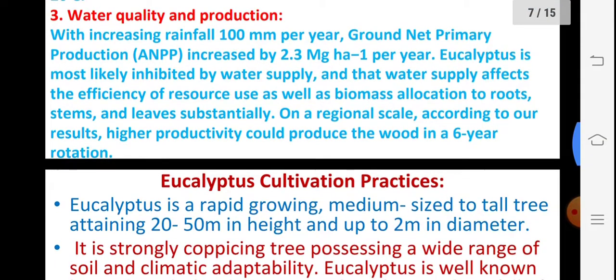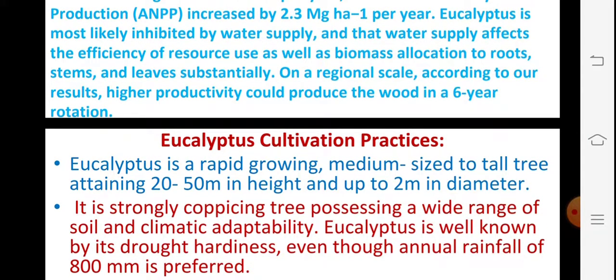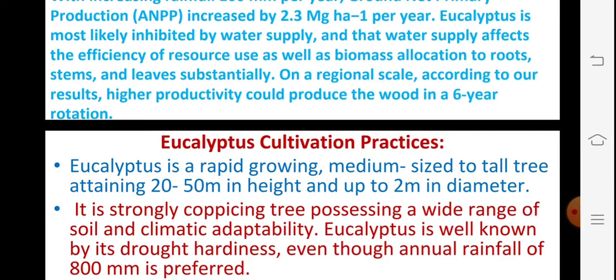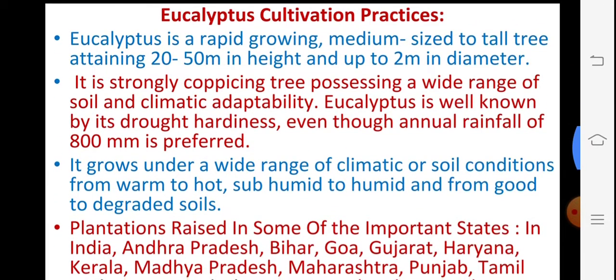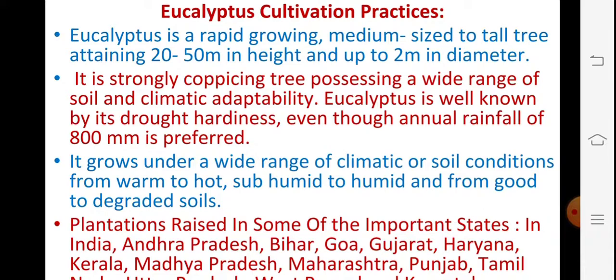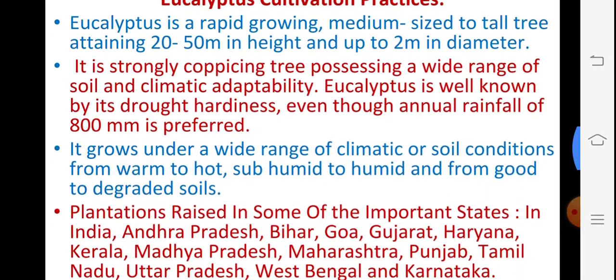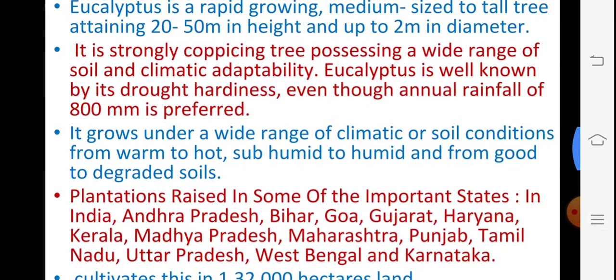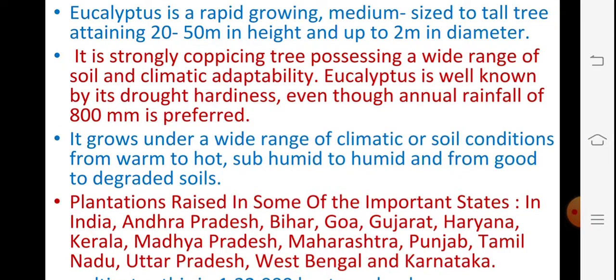Then regarding water, 100 mm rainfall per year is generally required, and it gives the aboveground net primary production, ANPP. So it shows good production of biomass, then development of the root system and the leaves. In cultivation practices, as it is a medium sized or large tree, 20 to 50 meters in height and up to 2 meters in stem diameter. Drought hardiness and annual rainfall are important.